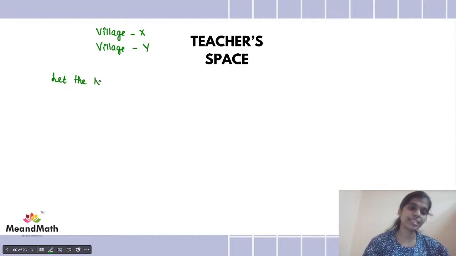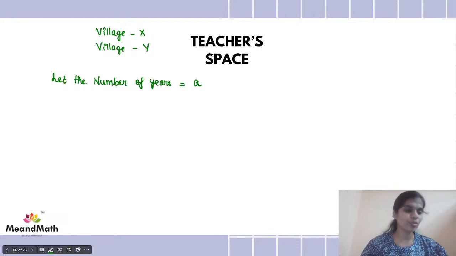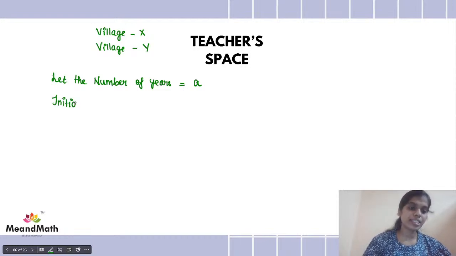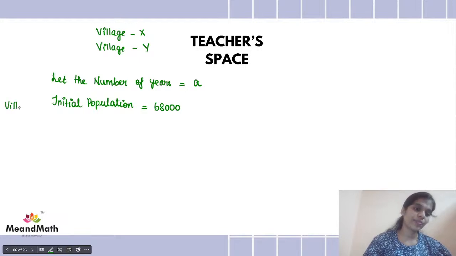Let the number of years equal, okay, instead of taking X, let it be A, so that it won't get confused. If I take X again, it may resemble village X. Now the initial population of the two villages we have, right? Initial population equals 68,000. This is for village X.